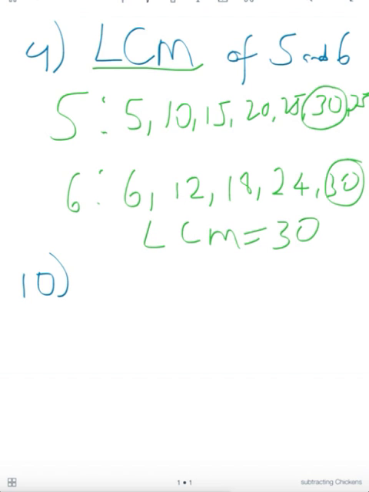And remember, this is the same thing as saying the lowest common denominator. When working with fractions, if we have to make the same denominator, we're finding the lowest common multiple.